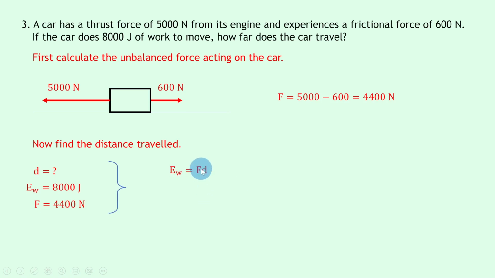Rearranging this equation for D, we can divide both sides by F to get D equals EW over F. Substituting in the numbers gives us 8,000 divided by 4,400, and putting that into your calculator should give you an answer of 1.8 metres.